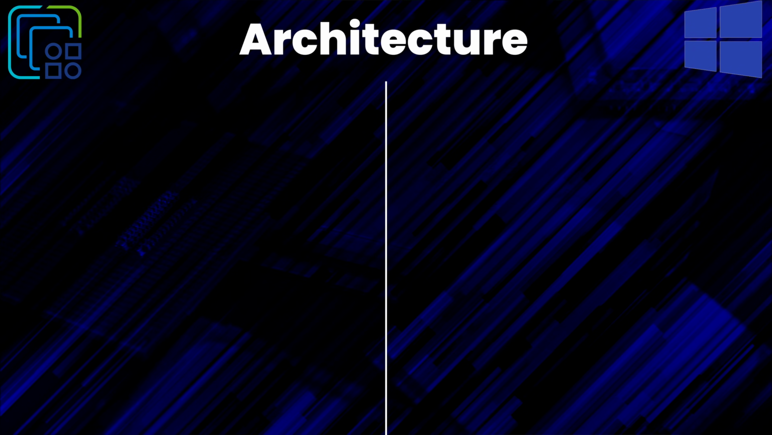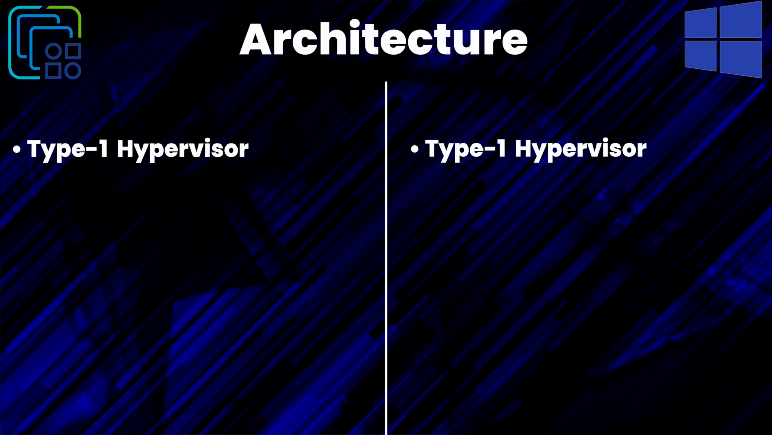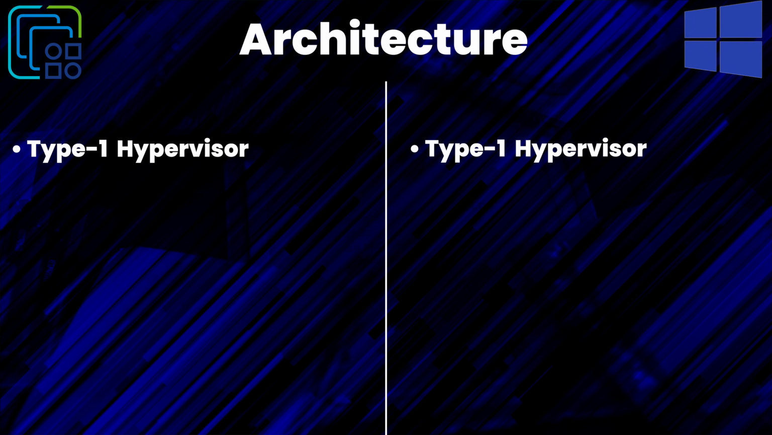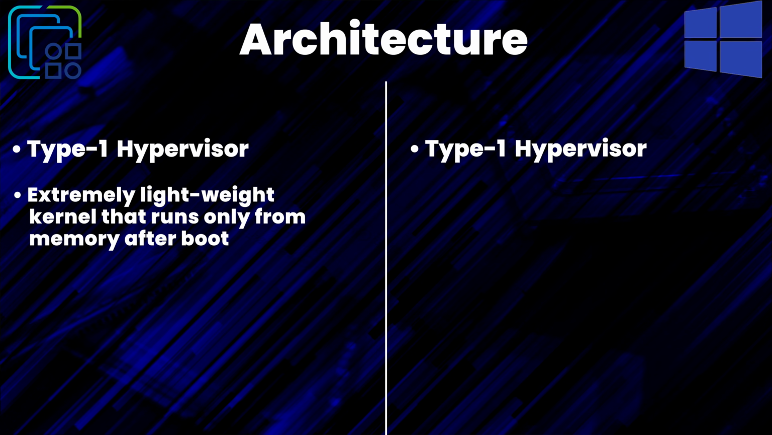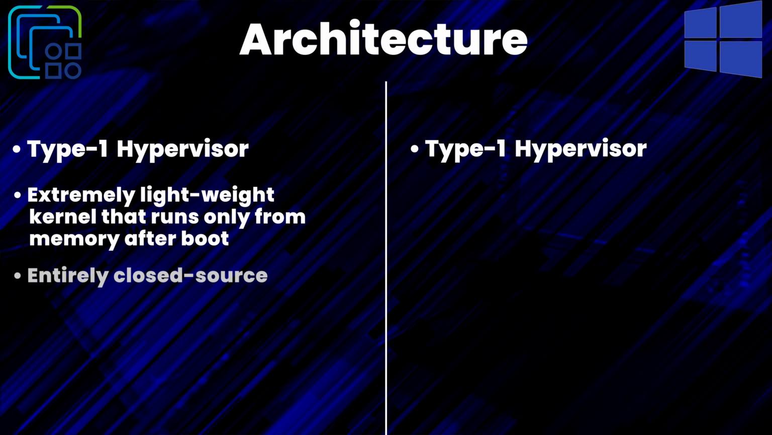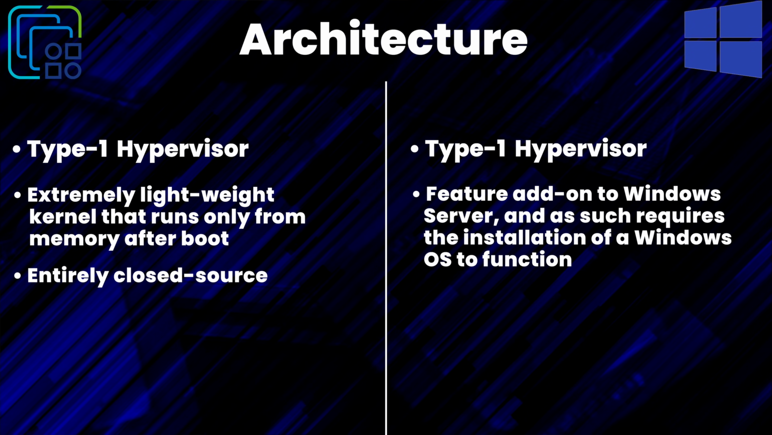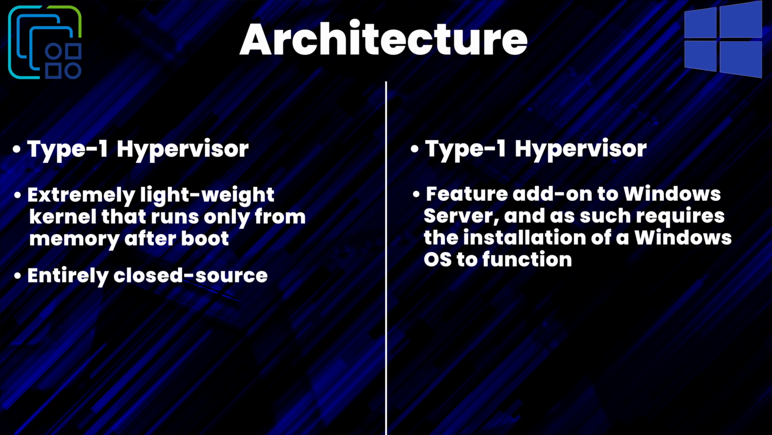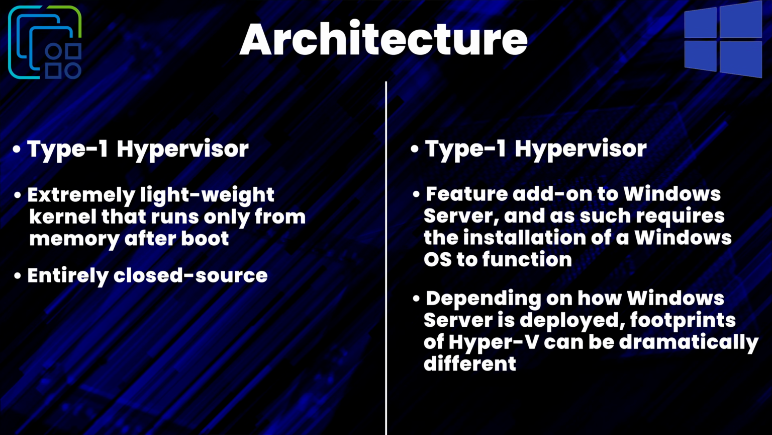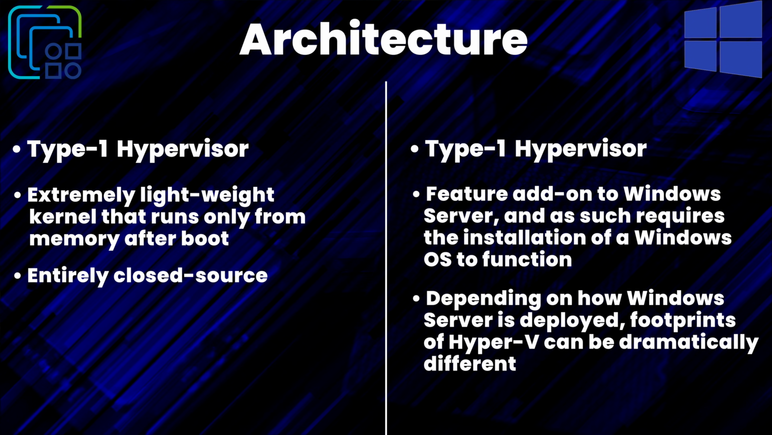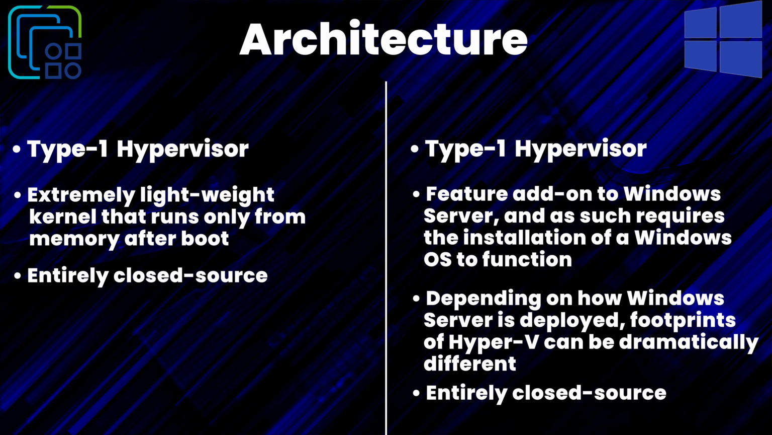Let's start with architecture. Both Microsoft Hyper-V and VMware ESXi are Type 1 hypervisors. However, there are key differences in their deployment methodologies. ESXi is very lightweight by design, only containing a minimum footprint to function, and once booted, runs solely from RAM. All of the VMware ESXi kernel is closed source. Microsoft Hyper-V is a component of Windows Server, and as such is deployed after a complete setup of the Windows Server OS. Because Microsoft offers both a core or GUI-less version of Server and the full desktop experience version of Windows Server, footprints of a Hyper-V deployment can be dramatically different. Hyper-V is also closed source.